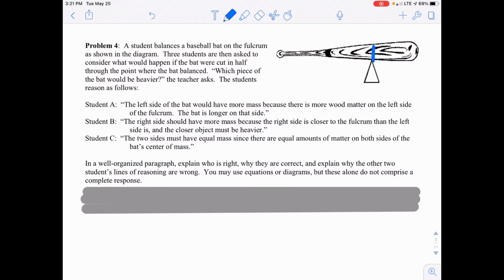Student B, the right side should be more massive because the right side is closer to the fulcrum than the left side is, and the closer object must be heavier. Student C, the 2 sides must have equal mass since there are equal amounts of matter on both sides of the bat's center of mass. In a well-organized paragraph, explain who is right, why they are correct, and explain why the other 2 students' lines of reasoning are wrong. You may use equations, diagrams, but these alone do not comprise a complete response.